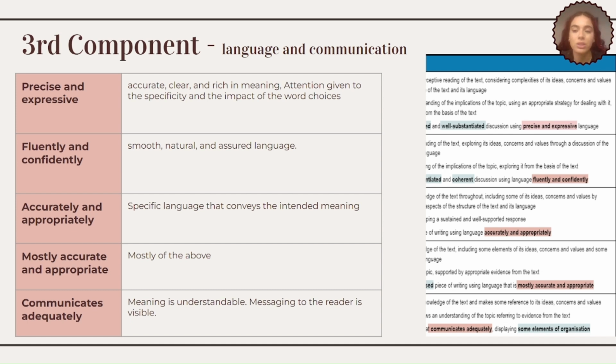Fluent and confident language, it's smooth. You know, it's natural. I'm not feeling clunkiness when I'm reading. You sound confident when you're writing, but maybe it's not as rich. Maybe it's not as impactful, right? Level 7, it is specific, okay? What you mean, what you're thinking is relayed. It's accurate and it's appropriate. And then as we start going further down, it becomes a little bit more obvious, mostly accurate, mostly appropriate, and that your communication is adequate. When we say it's adequate, I can understand what you're saying. Your meaning is there, maybe not the clearest, but it's there.